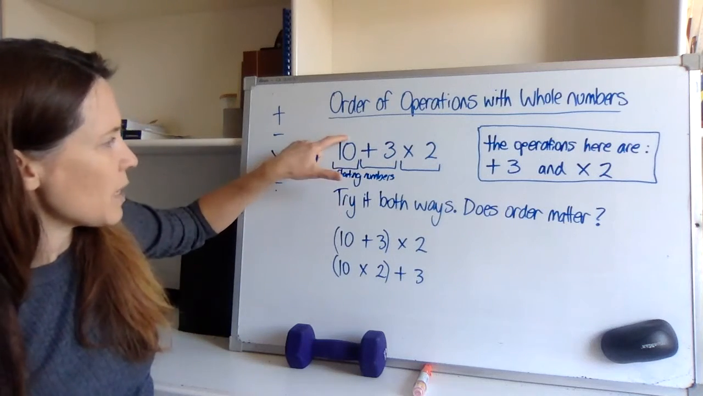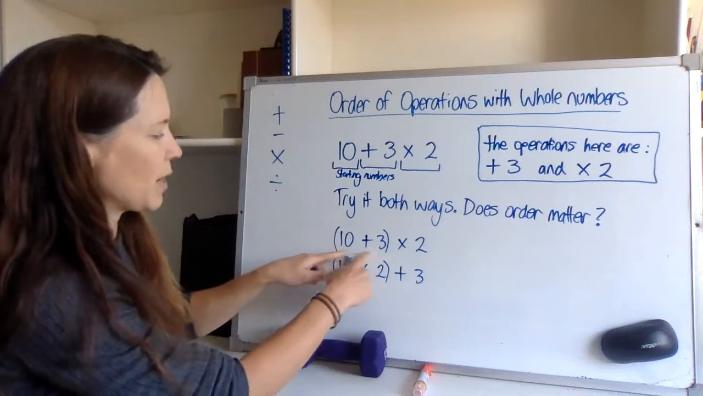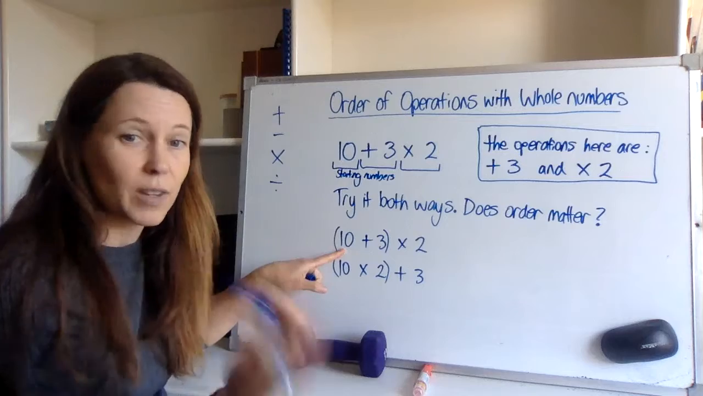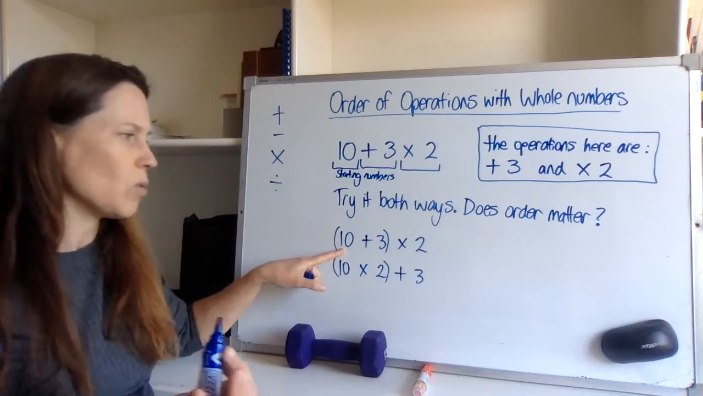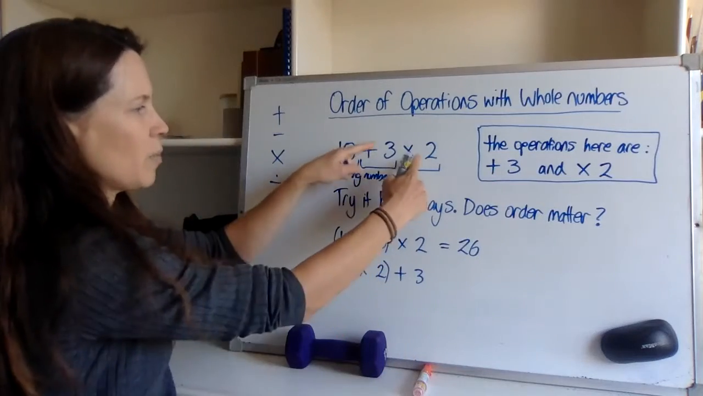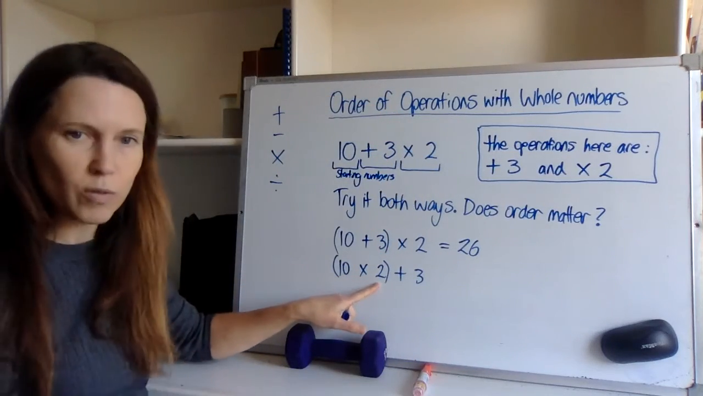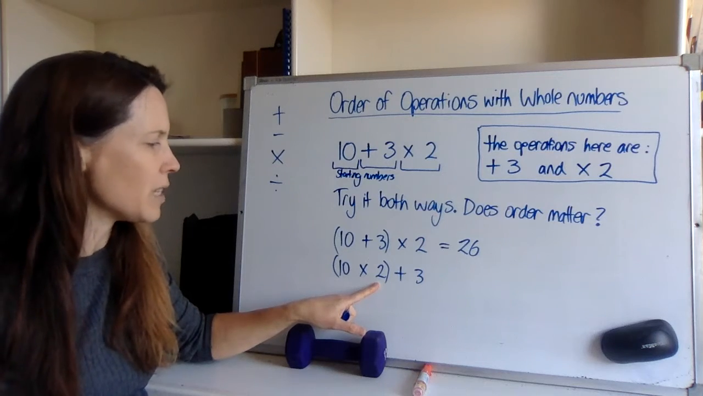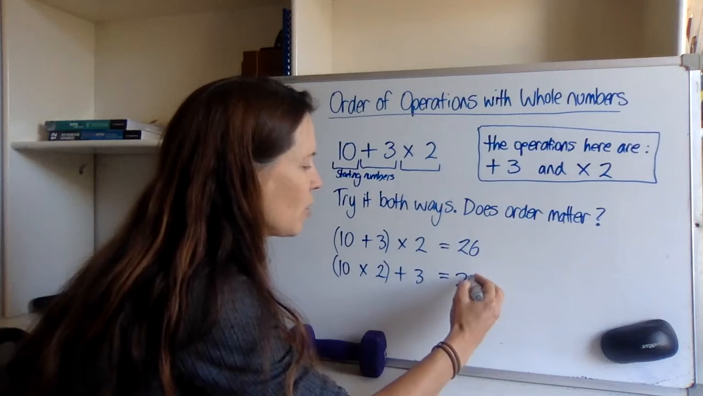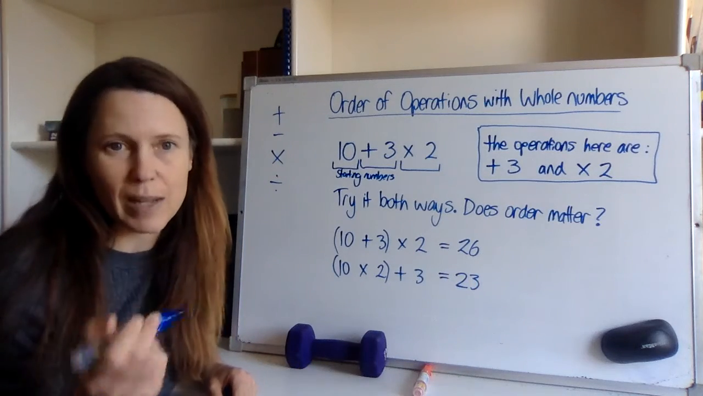So if I start with my 10 and I say, well, let's add 3 first, 10 plus 3, we'll put brackets around it to show we've done it first. 10 plus 3 is 13. And if I multiply 13 by 2, I get 26. But if I did these operations the other way around, I took my 10 and I multiplied by 2 first, that would give me 20. And then when I add the 3, I'm going to get 23. Now, that is not the same answer as when I did it the other way around. So that tells me that the order did matter here.